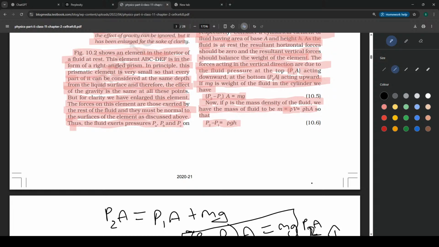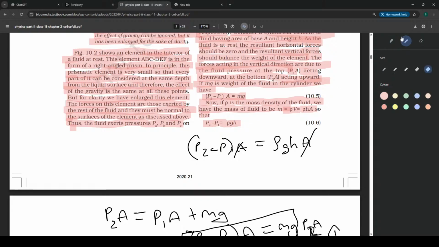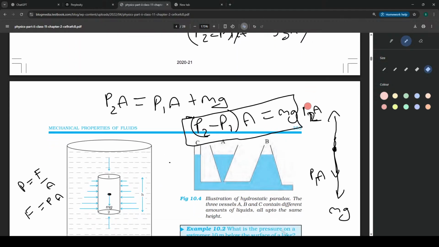Density is equal to mass by volume, and mass is equal to density times volume, through which we will get mass. And volume for a cylinder we can write as height times area. We will substitute, and we get mass equal to rho hA. Now substituting in (P2 minus P1) A, which is equal to rho gh, A cancels, and we get P2 minus P1 equal to rho gh. This is one of the main formulas here, which is very important to remember.